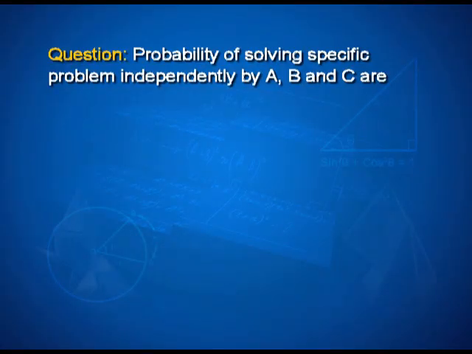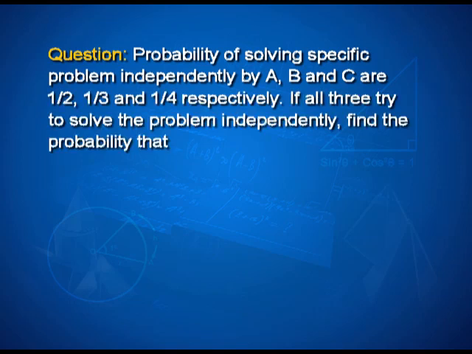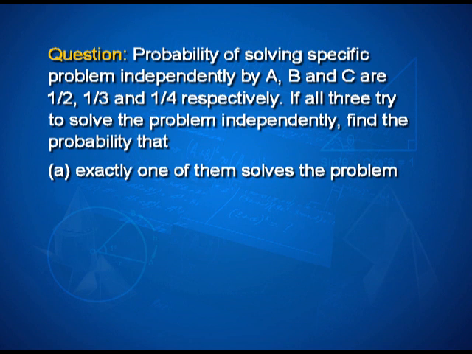The problem states that probability of solving a specific problem independently by A, B and C are 1 by 2, 1 by 3 and 1 by 4 respectively. If all three try to solve the problem independently, find the probability that exactly one of them solves the problem, and second part says the problem is not solved.